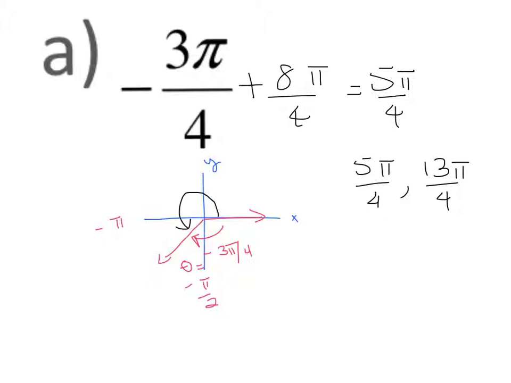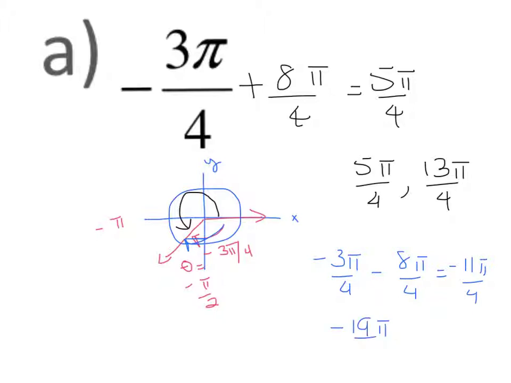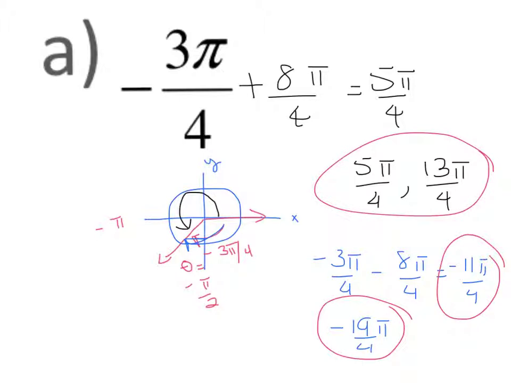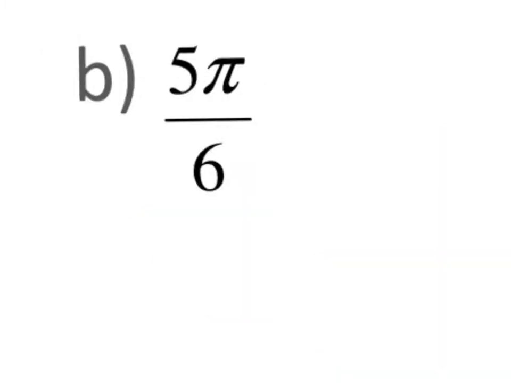In order to find the negative one, I need to extend the rotation 360 degrees, including that given angle. So I'm going to take negative 3 pi over 4 and subtract 2 pi, which we said was 8 pi over 4. And that is going to give us negative 11 pi over 4. If I want another negative rotation, I just keep subtracting 2 pi, which is minus another 8 pi. So that's going to give us negative 19 pi over 4. So our 4 solutions are negative 19 pi over 4, negative 11 pi over 4, 5 pi over 4, and 13 pi over 4.